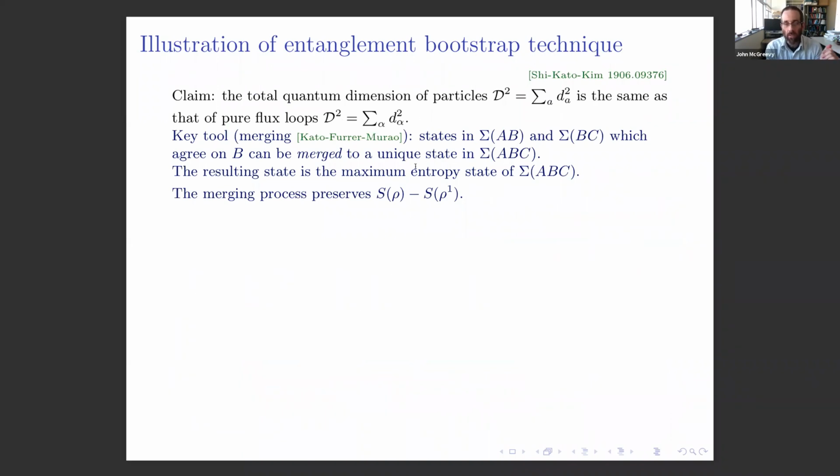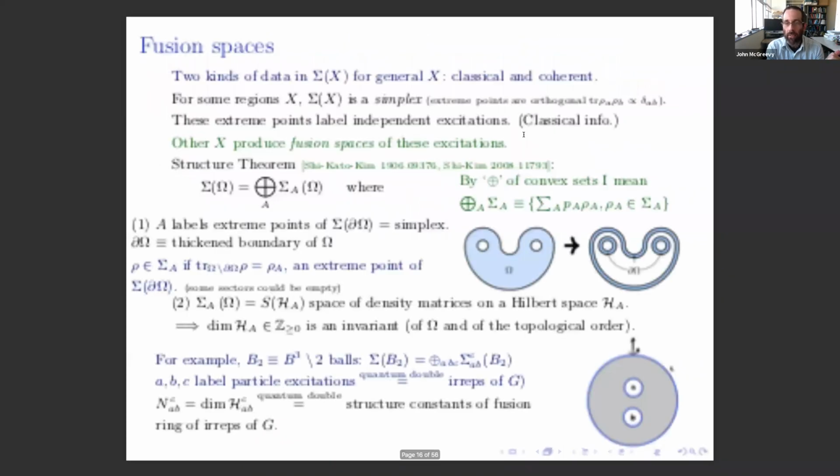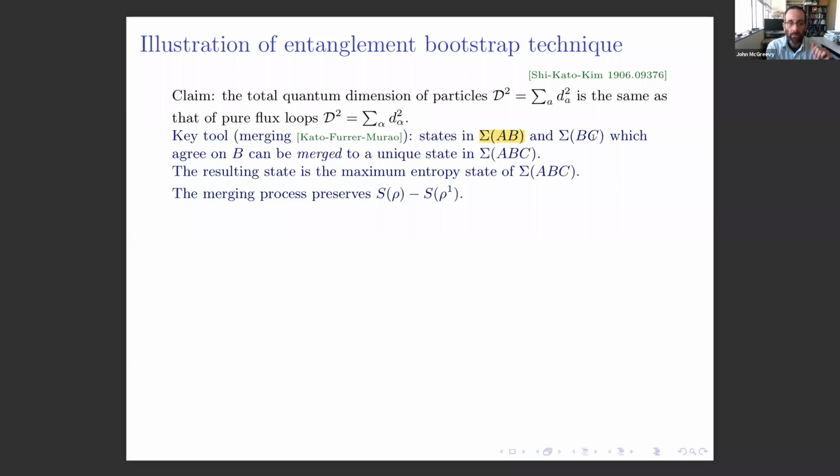And the key idea, and this is the reason I want to show this, is this notion of merging. That is, if we have a state in the information convex set of AB and a state in the information convex set of BC, which agree on the shared region B, we can merge them into a unique state on ABC. That is, we can make a quantum Markov chain which produces a unique state which agrees on the overlaps. The reduced density matrices agree on the regions of overlap, and it is a global state on ABC. The resulting state is the maximum entropy state in the information convex set of the combined region, and the merging process preserves the entropy difference.